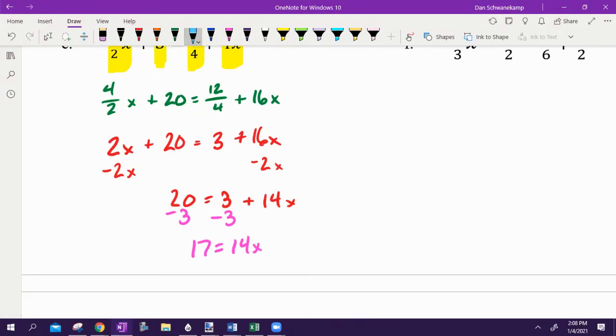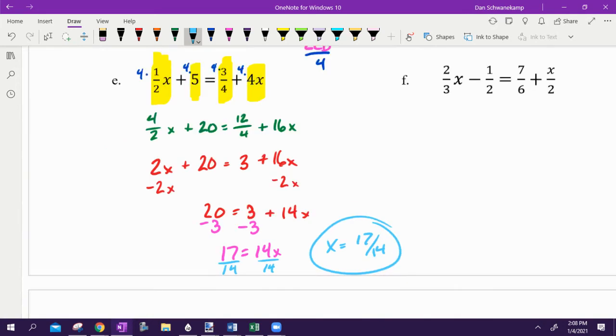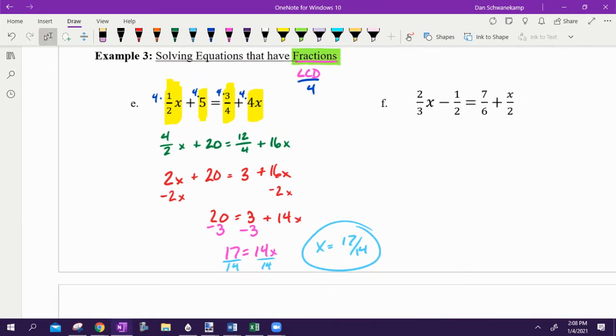Last thing I've got to do is get x by itself. How do I get rid of that 14? Since it's being multiplied by 14, I divide by 14. So it is 17 divided by 14. That is my answer.